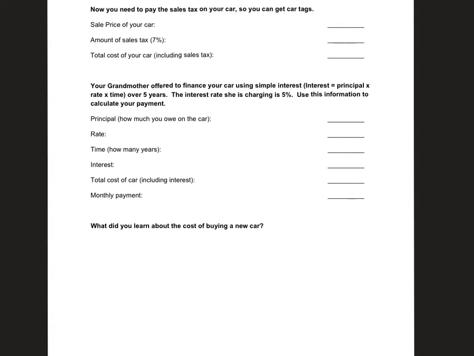For part 3 of the project, you're going to figure out what the sales tax of your car would be. So we have to pay for the price of our car, but then we also have to pay sales tax on top of it. So the sale price of my car was $41,200.